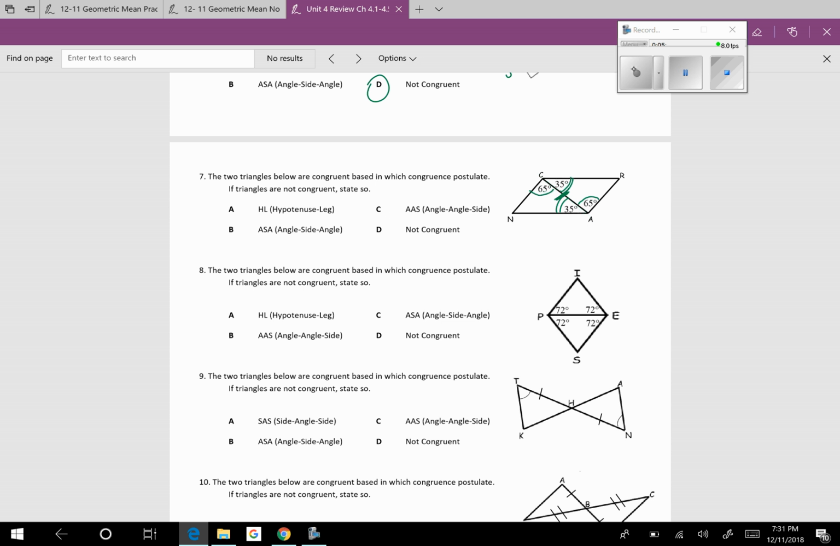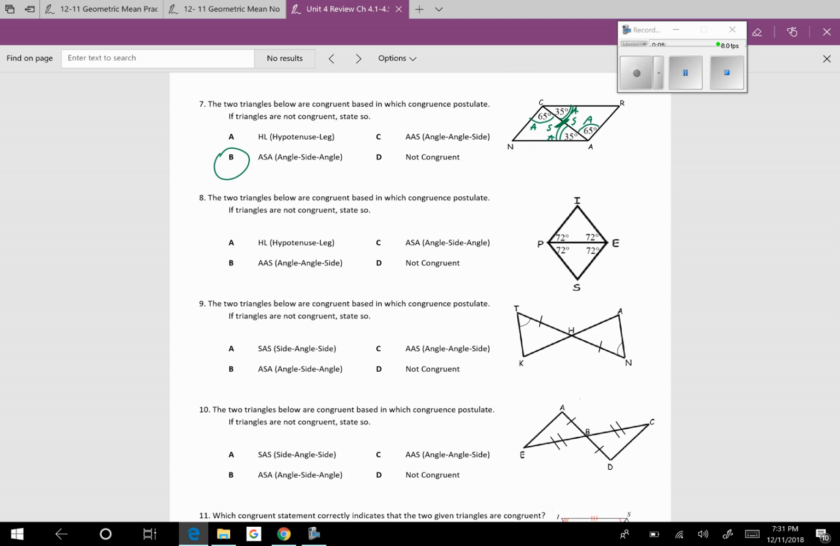So now we have an angle, we have a side, we have an angle. Look on the other one. We have the angle, the side, and the angle. So do you see how the side is between the two angles? Well, it's angle, side, angle.